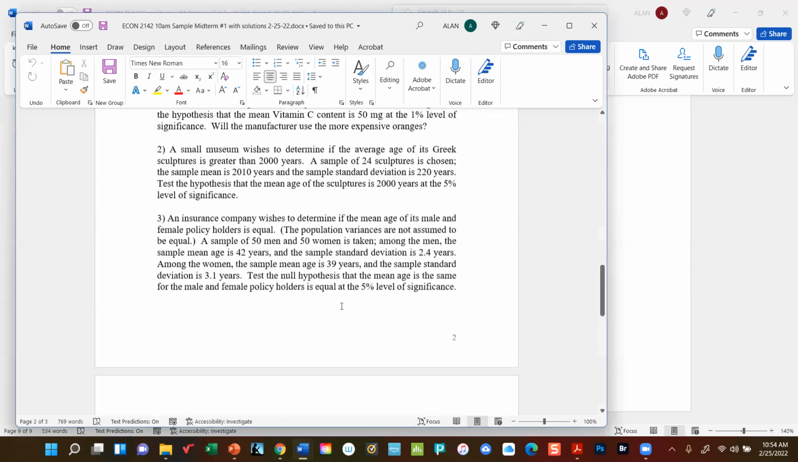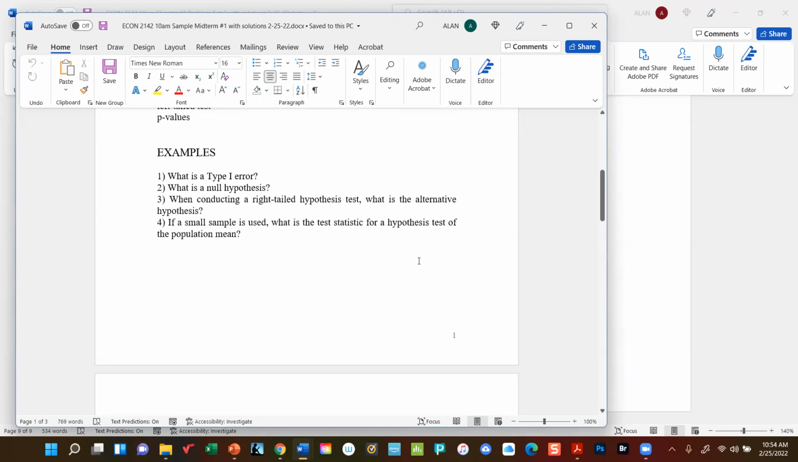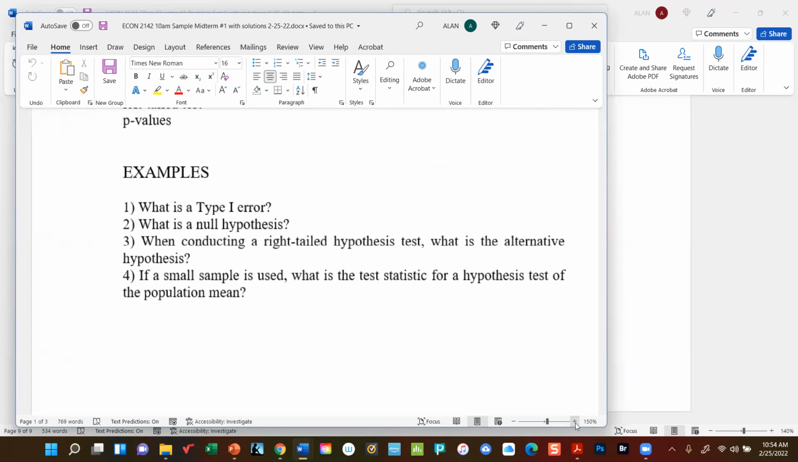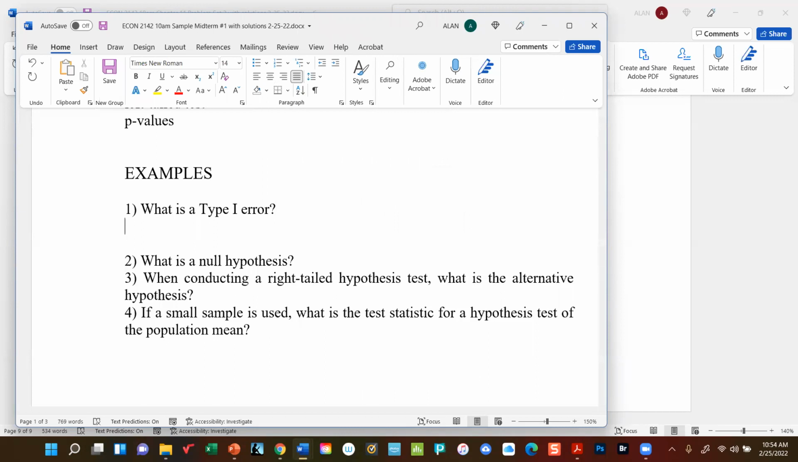And you can see there's a bunch of problems, but first we have all these fill-ins. Well, it's actually not as many as I thought, but okay, well, let's at least get started on this. All right, now here's a classic example of a fill-in. It's a question in English. A type 1 error means rejecting the null hypothesis when it is true.